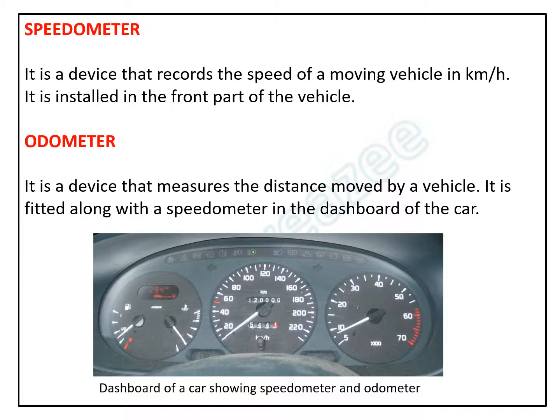Speedometer is the device that records the speed of a moving vehicle in kilometers per hour. It is installed in the front part of the vehicle or in the dashboard of the car. Odometer is a device that measures the distance moved by a vehicle. It is fitted along with the speedometer in the dashboard of the car.